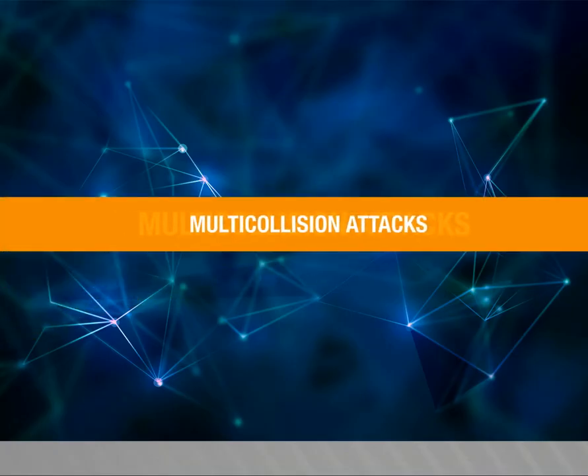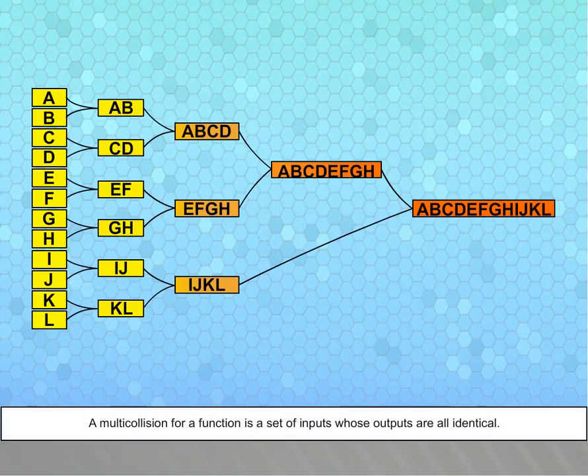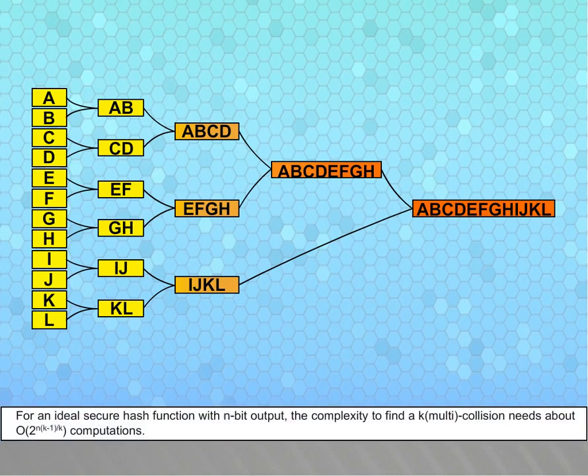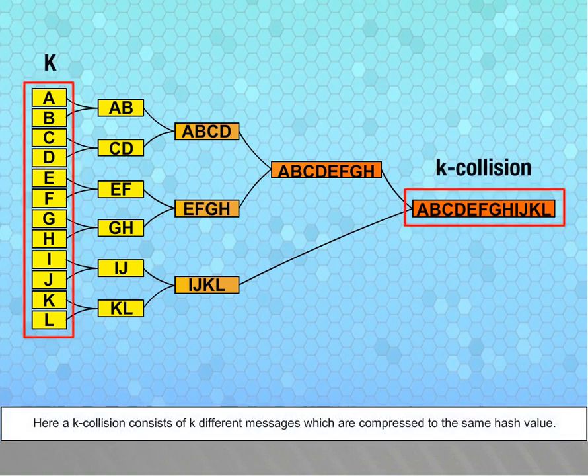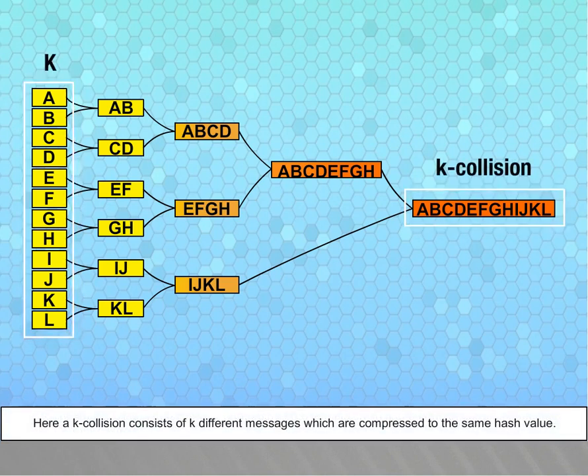Multi-collision attack. In this video, we are going to see about multi-collision attacks. A multi-collision for a function is a set of inputs whose outputs are all identical. A multi-collision is a generalized notion of collision on a function. For an ideal secure hash function with n-bit output, the complexity to find a k-multi-collision needs about the order of 2^(n(k-1)/k) computations. Here, a k-collision consists of k different messages which are compressed to the same hash value.